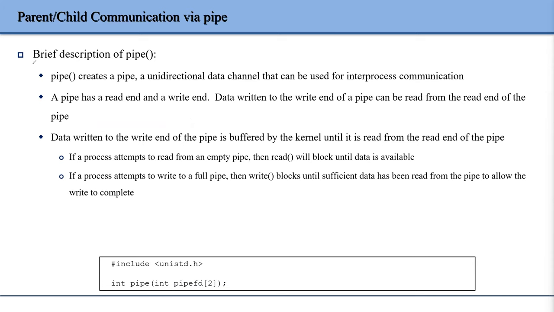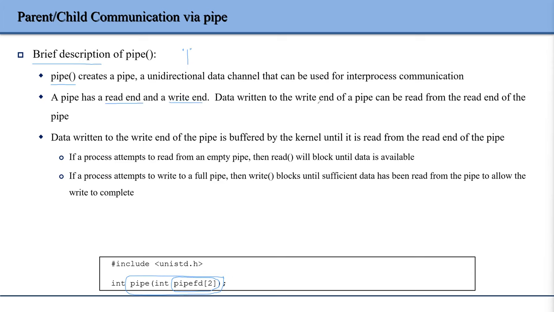So this is the brief description of the pipe. And basically, pipe looks like this. It only needs an input of the pipe file descriptor. And also the pipe creates a pipe just like the vertical bar we have discussed before. It works well in the terminal, and the pipe here is just another version of the vertical bar in the C programming environment. So it creates a pipe which is a unidirectional data channel that can be used for inter-process communication. And the pipe has a read end and a write end.